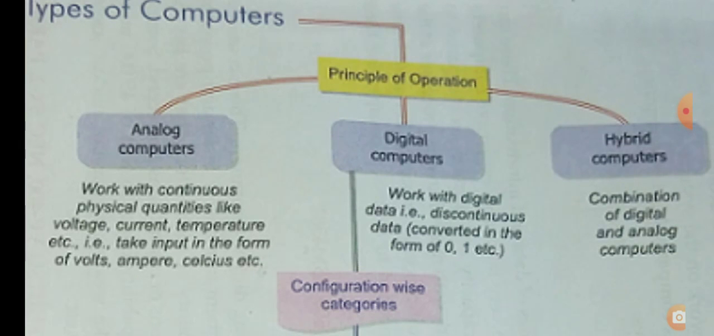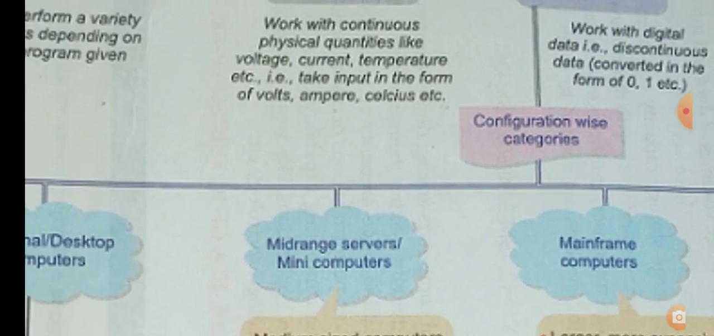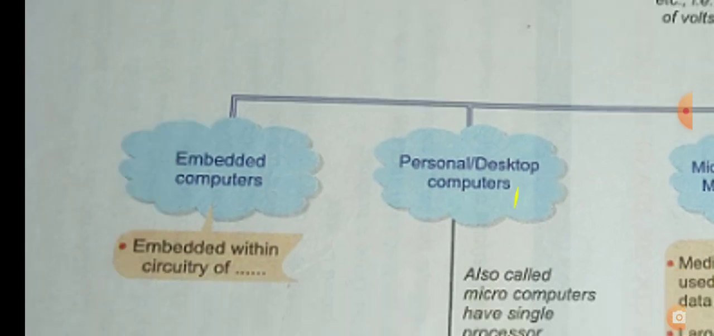And third is hybrid computer. Hybrid computer is nothing but the combination of both the analog and the digital computers, so that is called the hybrid computer. Now again, digital computers can be classified into five basic categories. First of all, embedded computers.